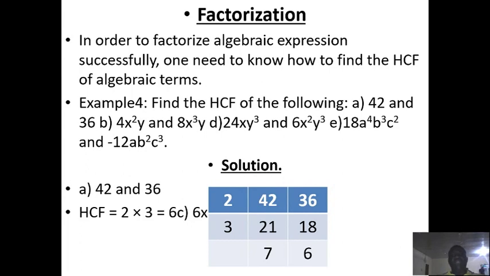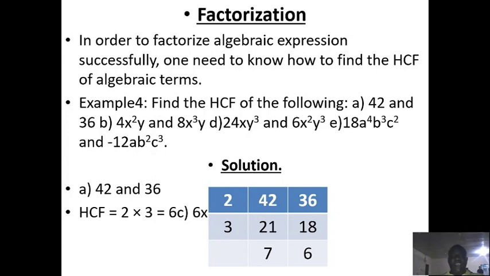So now we are looking at factorization. When you want to carry out factorization, there are items we need to know. For us to carry out factorization properly, we are going to do it in our next class. So the only item we need to do now is to find the HCF of what? Algebraic terms. In order to find the HCF of algebraic terms, we need to apply the idea we have in finding the HCF of numbers.